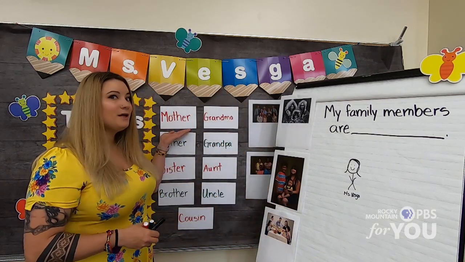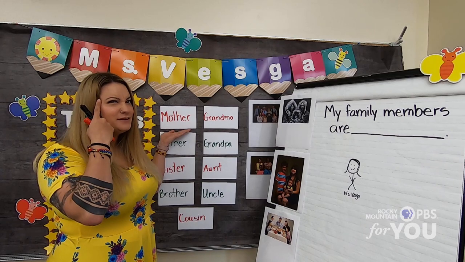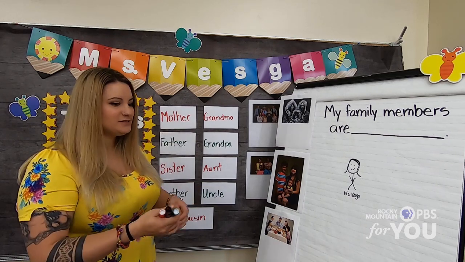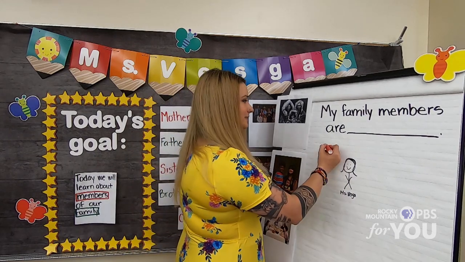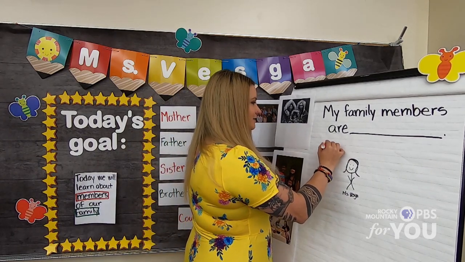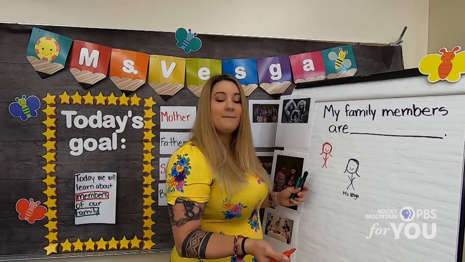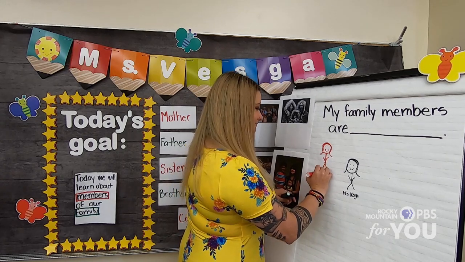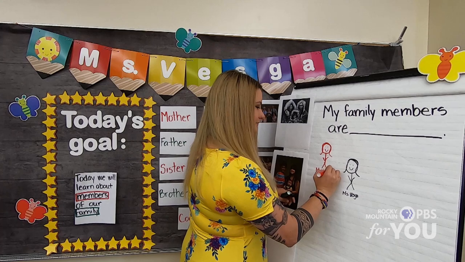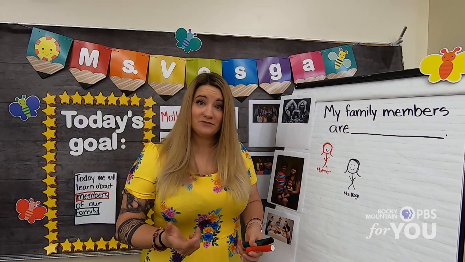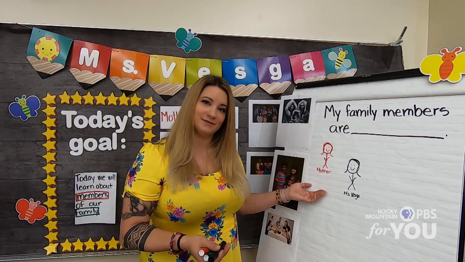The first word that we were using in our vocabulary was mother. So I'm going to think, do I have a mother? I do have a mother. Then the first thing I'm going to draw is my mother. I'm going to draw her head, her hair, her big smile, and then I'm going to write mother underneath. Now it's your turn. Do you have a mother? That's great. If you have a mother, go ahead and draw her on your picture. Wow, that's looking really good.